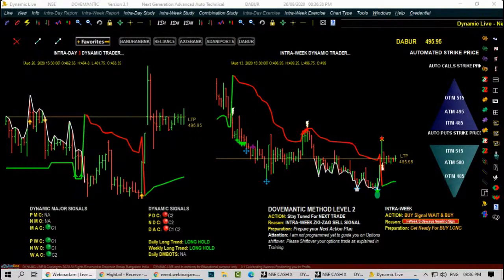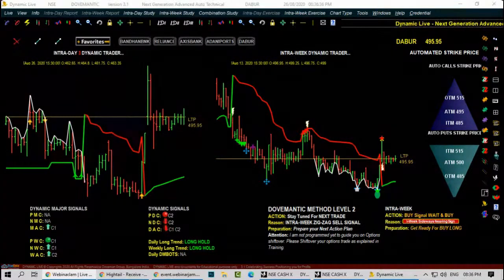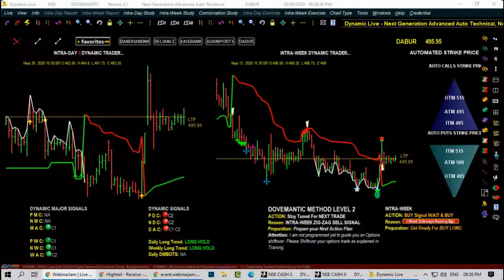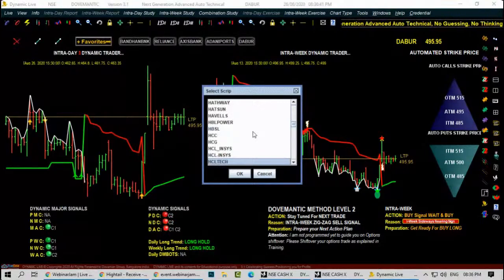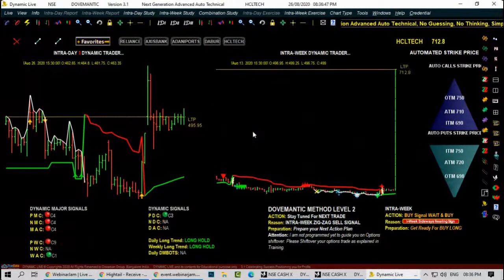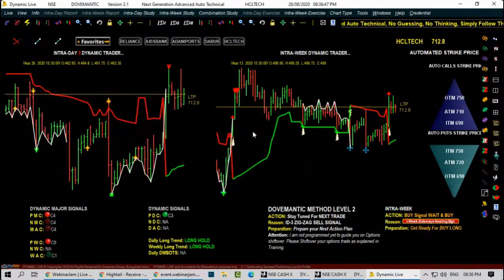All right, Mr. Chetan Patel again has some more stocks, HCL Tech and GAIL. Well, this is HCL Tech. Even in HCL Tech, there is no trade as of now.